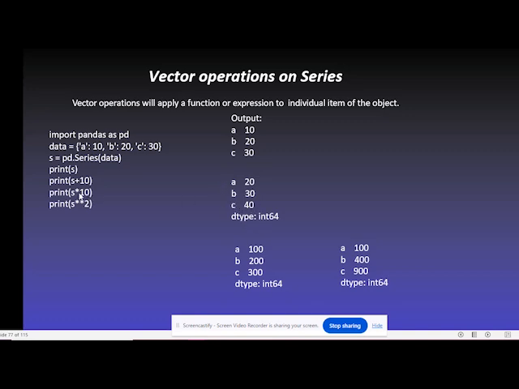Next is S star 10. Star is the multiplication operator. At each index, the value will be multiplied by 10. 10 into 10, 100. 20 into 10, 200. 30 into 10, 300. Now next is double star 2. This is the power operator. So S raised to 2. What will be the value? For 10 it is 100. For 20 it is 400. And for 30 it is 900.